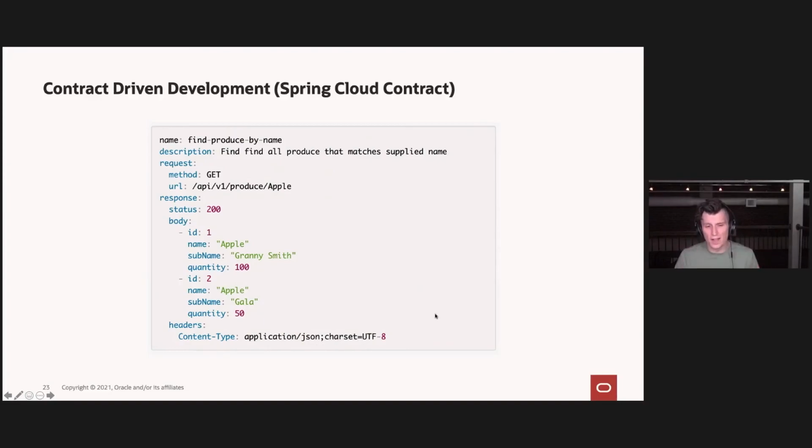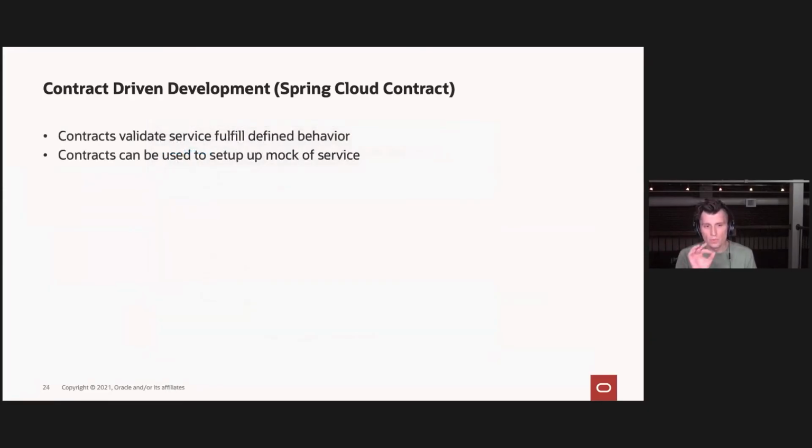You can fully define this. It doesn't just have to be successful requests. You can also define error requests as well. But then we can also use these contracts to make sure that the service testing your RESTful API is matching those contracts.